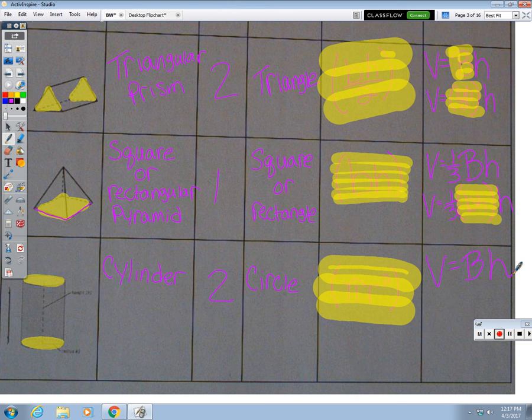What's the big B going to turn into? Pi r squared. Our big B is going to transform. So we have volume equals, in my parentheses, pi r squared times the height of the cylinder. And there's the area of my base. This is how I'm going to find the area of my base, and this H is the height of that cylinder.